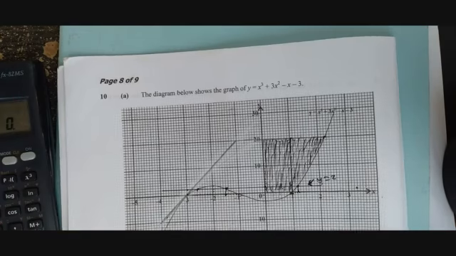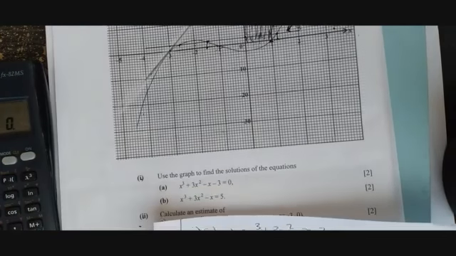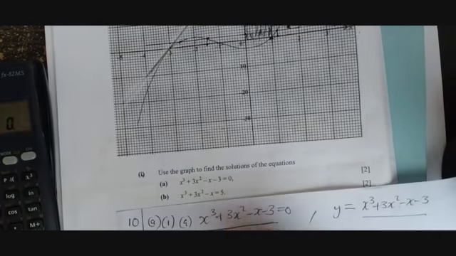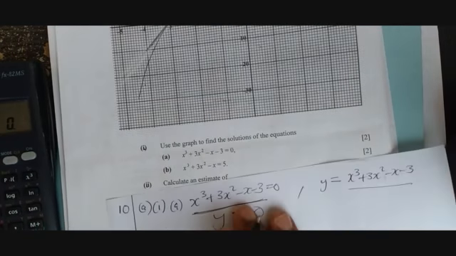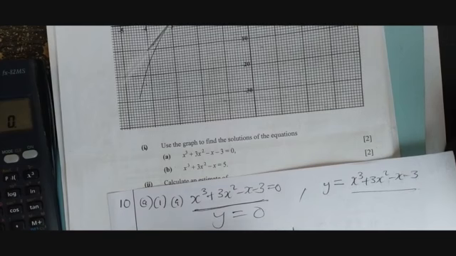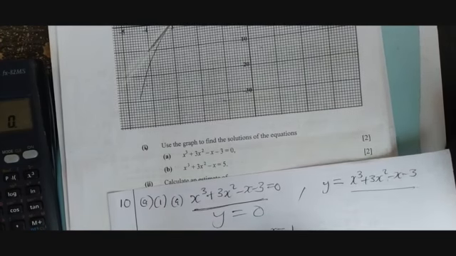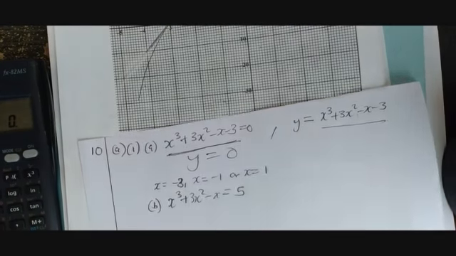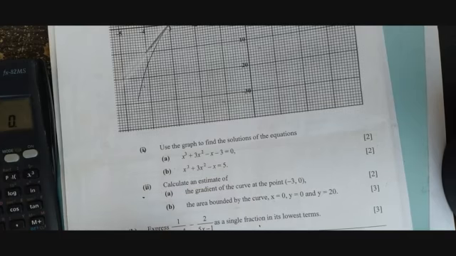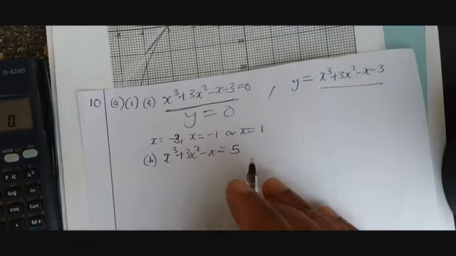What is B? Okay, this is B. I hope it is clear. All right, so we have x to the power 3 plus 3x squared minus x. The answer is 5. That is the equation that is here. All right. Now, how do we solve this kind of an equation?